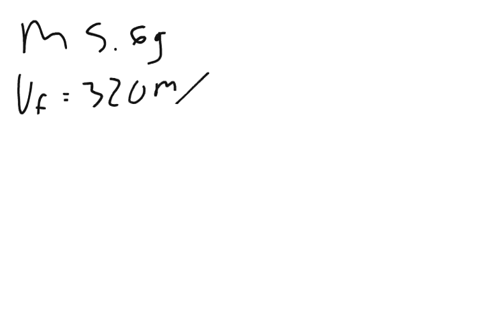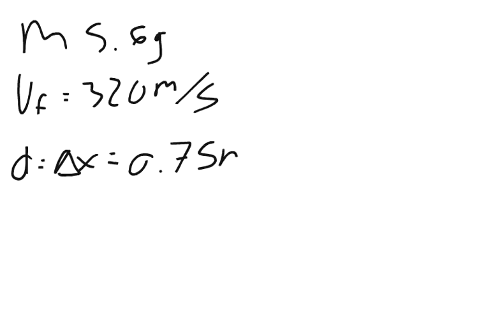We know the mass of 5.6 grams. We know the final velocity is 320 meters per second. We also know the distance, or we could also call it the change of x, the change in the position of x, which is 0.75 meters. And that's all we have. We don't know the time, we don't know the force, and we don't know the acceleration.